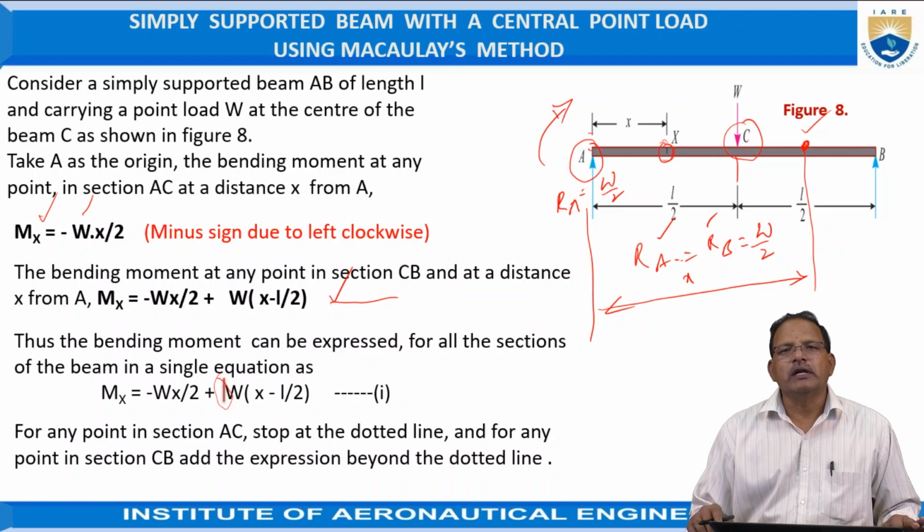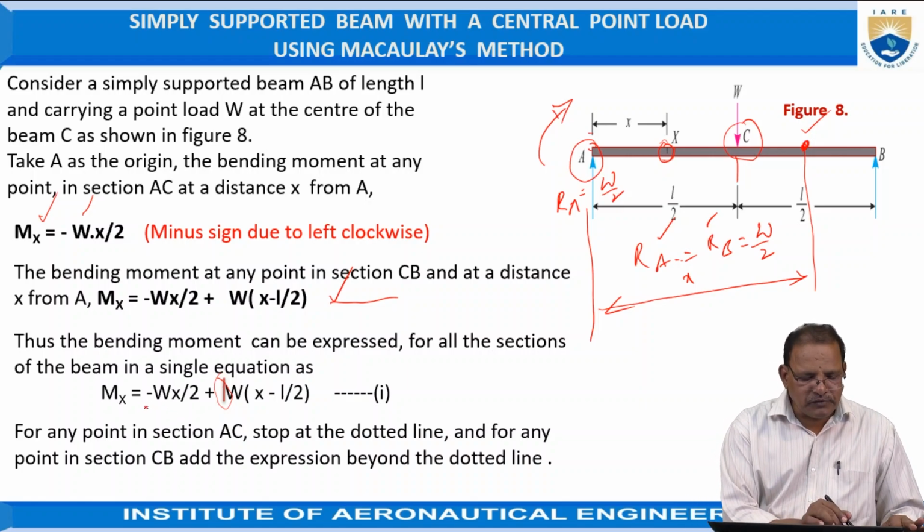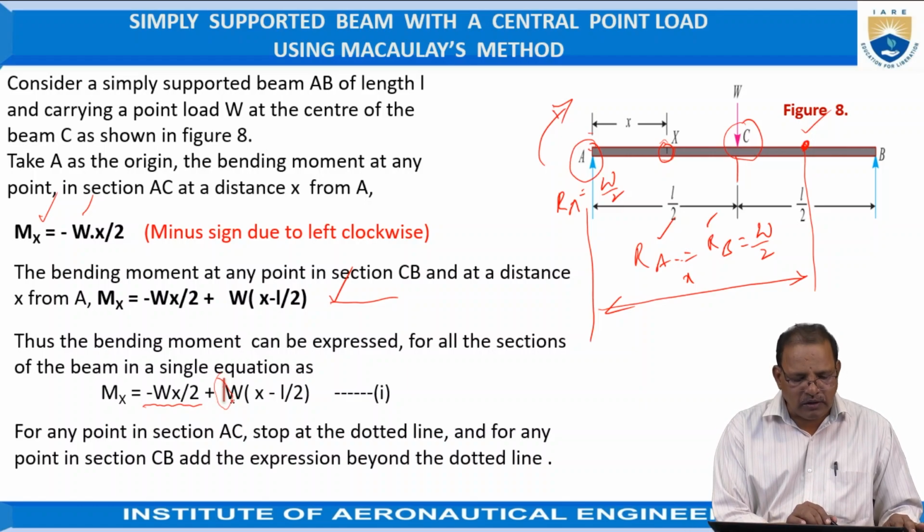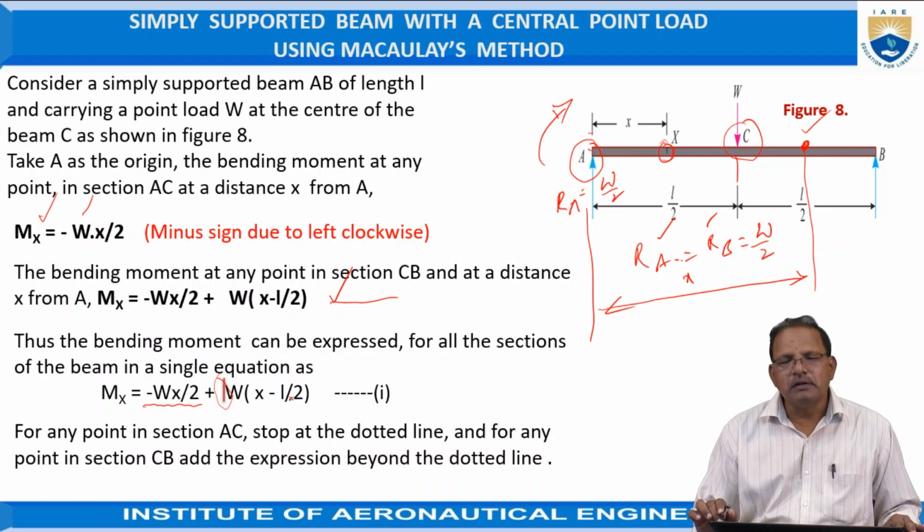When analyzing these equations, if you take just the first term, Mx = -Wx/2, this gives the bending moment equation for a reference point which lies between C and A only, that is, before the load which is acting at C. That is, W is acting now. But if you consider a point which lies between B and C, that is, behind the load, we have to add the content which is written behind the dotted line. That is, -Wx/2 + W(x - L/2).